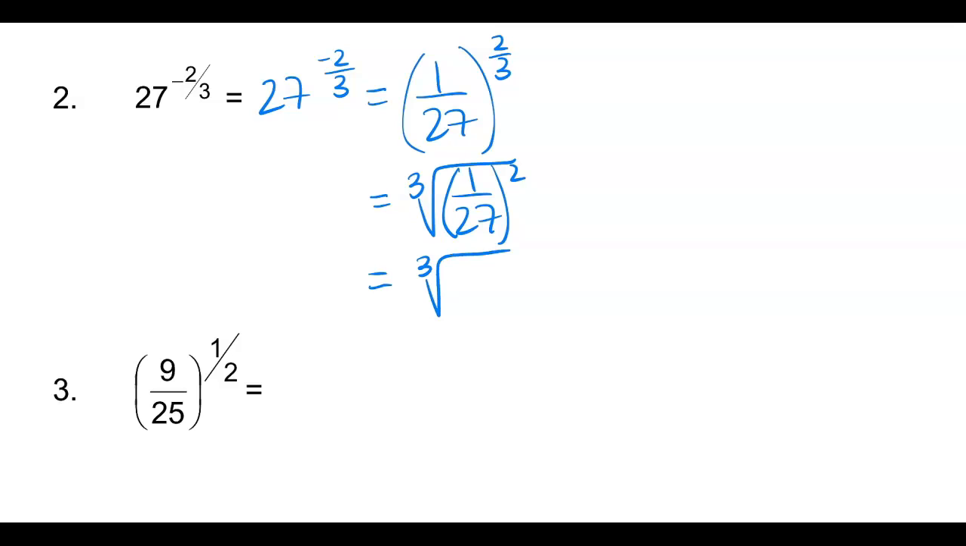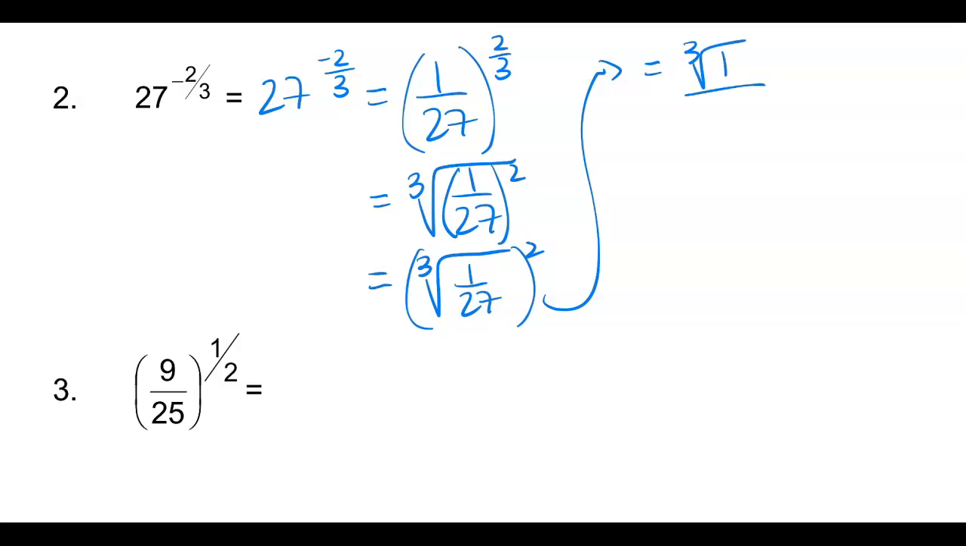The cube root of 1 over 27, and outside of it, we're going to put that squared. Okay, well, if you think about it, from here, we're doing the cube root of 1 over the cube root of 27. It seems tedious to write this out, but it helps you keep track of what you just did.